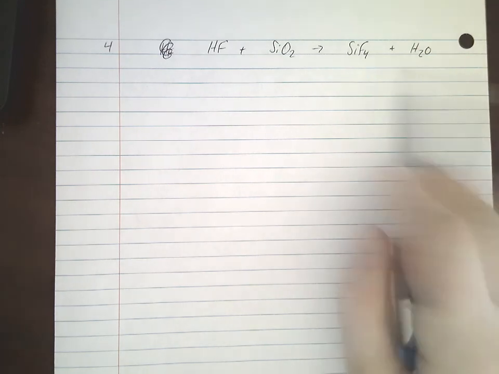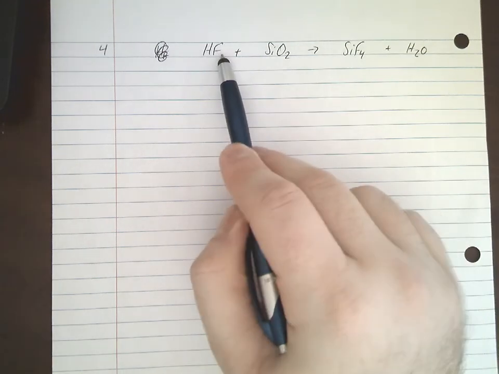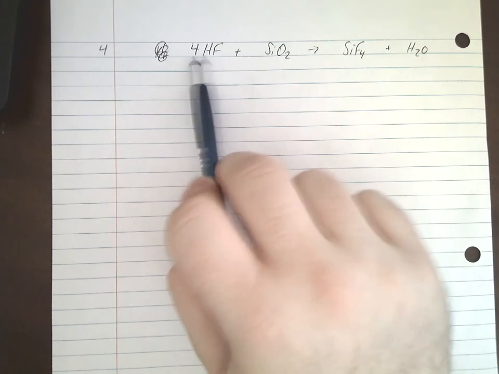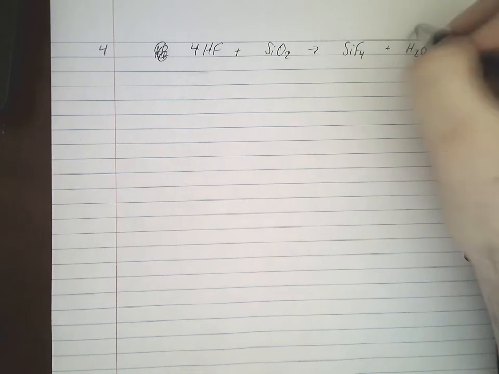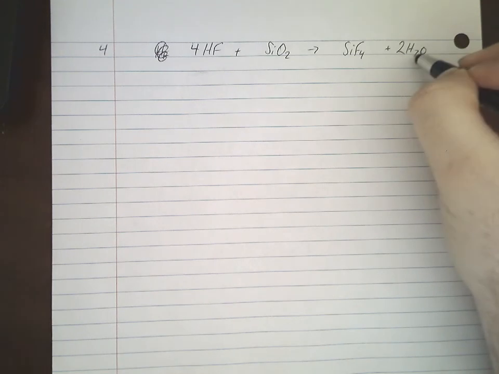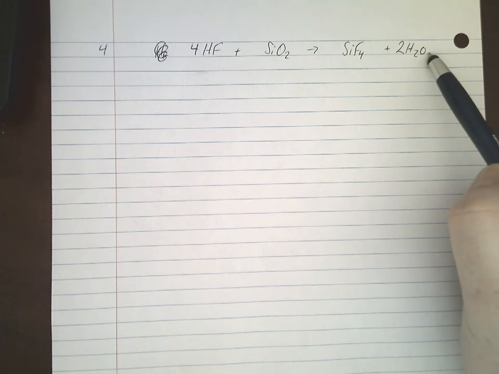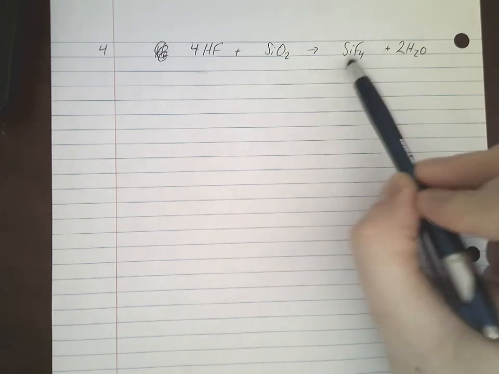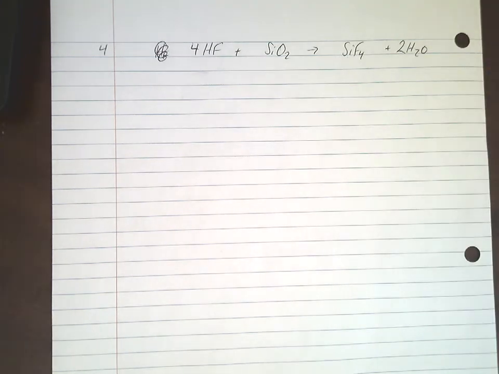Right now, I can see that there are 4 fluorines in the products and only 1 in the reactant, so I'm going to go ahead and put a 4 right here. That's going to balance the fluorines, but that also gives us 4 hydrogens in the reactants, where there's only 2 in the products. If I put a 2 right here, that gives me 4 hydrogens in the products as well, but that does change the oxygens to 2. Luckily though, there are already 2 oxygens in the reactants, so that's good. And then if I look at silicon, 1 and 1, so we're good, we've balanced.